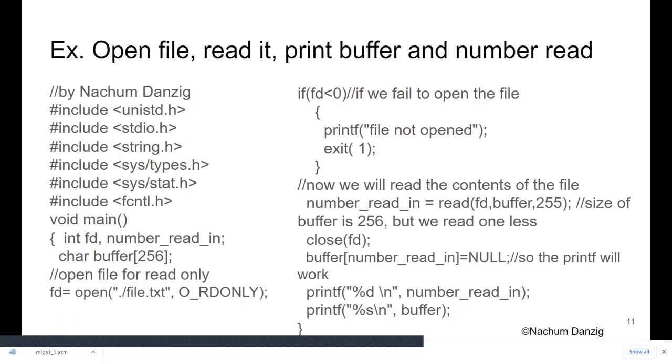So now I got my file descriptor from here, whatever number it was, probably 3. And then I write it to the buffer and I write 255. I don't want to fill the whole buffer.